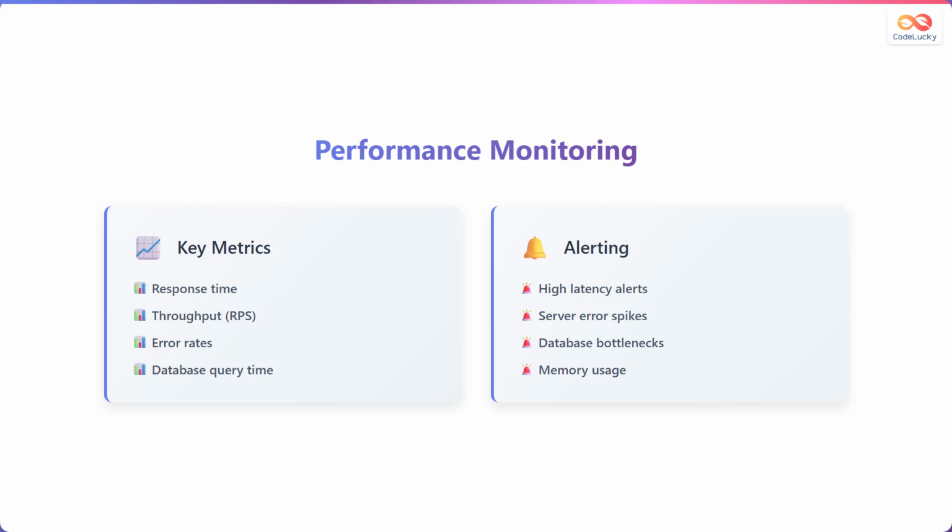Monitoring key performance indicators or KPIs is crucial for identifying and addressing performance bottlenecks in mobile backends. Monitor response time to ensure that APIs are responding quickly to requests. Track throughput, measured in requests per second or RPS, to assess the system's capacity. Monitor error rates to identify and resolve issues promptly. Analyze database query times to optimize database performance. Set up alerts for high latency, server error spikes, database bottlenecks, and memory usage to proactively address potential problems.